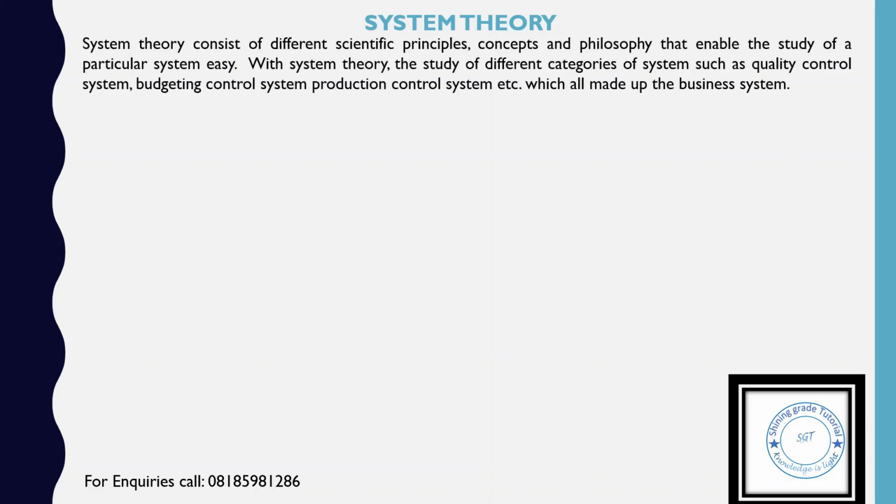System theory actually consists of different principal concepts and some kind of rules and philosophy that have been applied in the study of the system. It's key that we know more about how a system can easily be studied, what concepts can be applied, what the principles and philosophies are that need to be applied, and why to study a system.